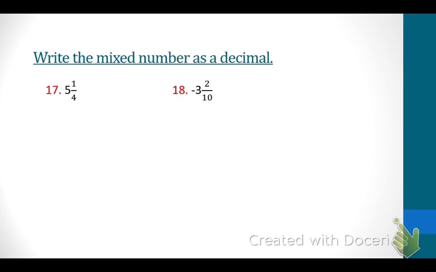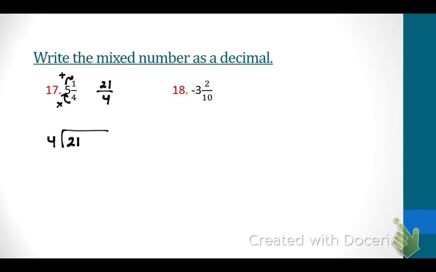The next section asks us to write the mixed number as a decimal. The first thing I want us to do is to change this to an improper fraction. So if you remember, we have to multiply. What is 5 times 4? 20, and then you have to add that numerator. So what is the improper fraction? 21 over 4. Guys, what does this fraction bar mean? It means to divide. So we are dividing 21 divided by 4.